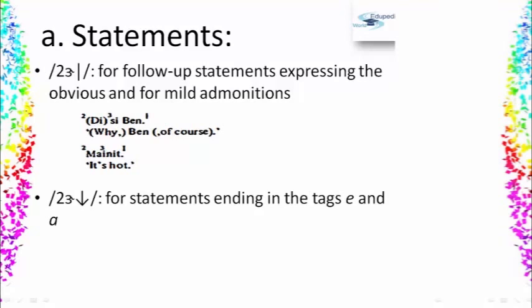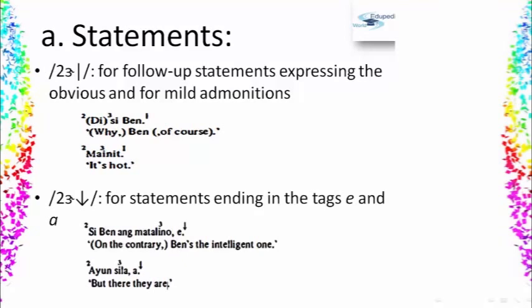Next, we have 2A down symbol. This is for statements ending in the tags e and ah. Si Ben ang matalino e. On the contrary, Ben is the intelligent one. Ayun sila ah. But there they are.